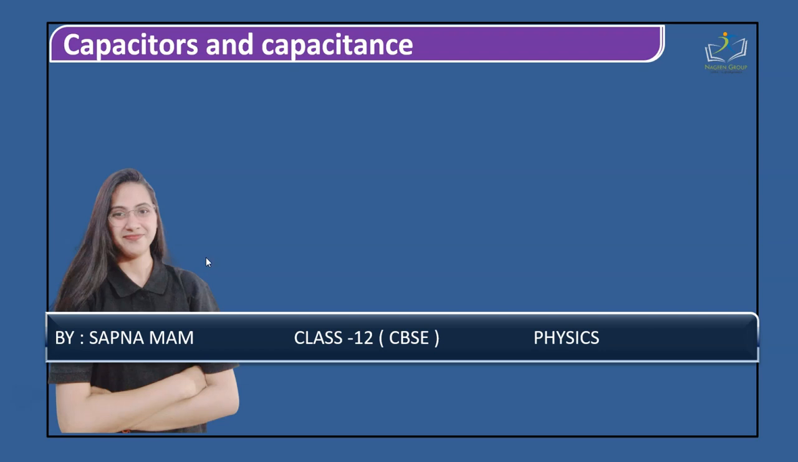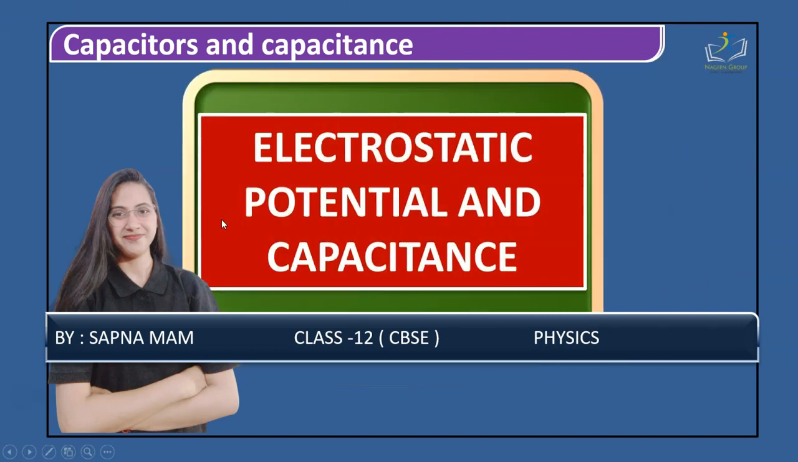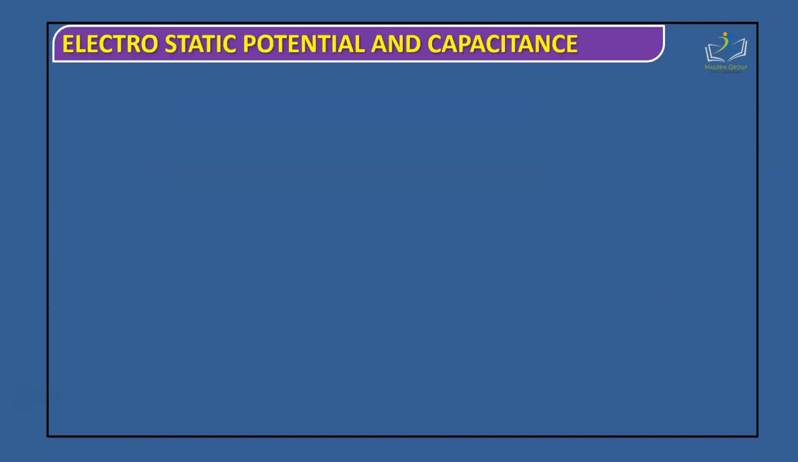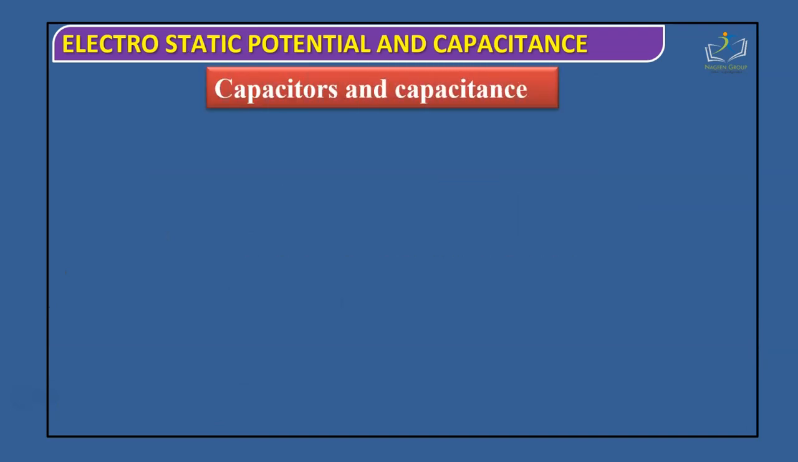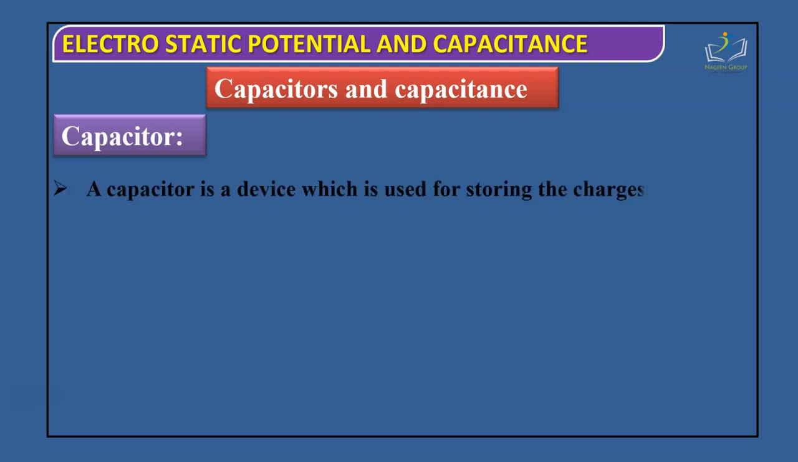Welcome everyone to this topic, capacitors and capacitance, from the chapter Electrostatic Potential and Capacitance. So let's move into this topic. The first question is, what is a capacitor? A capacitor is a device which is used for storing charges. That means if we want to store particular charges, we need a particular device.